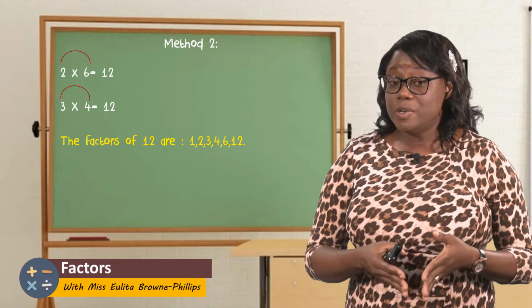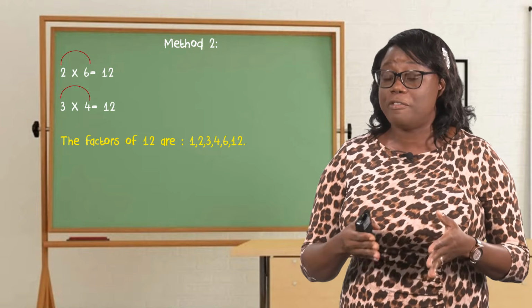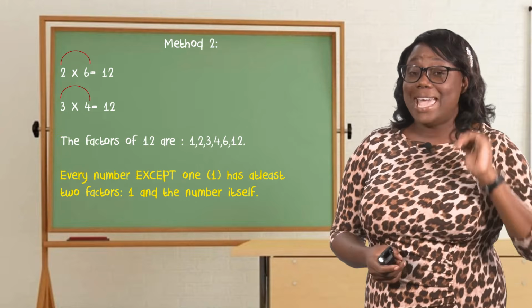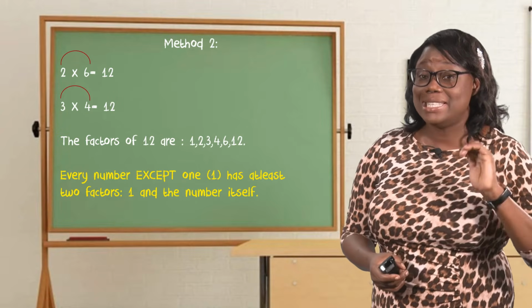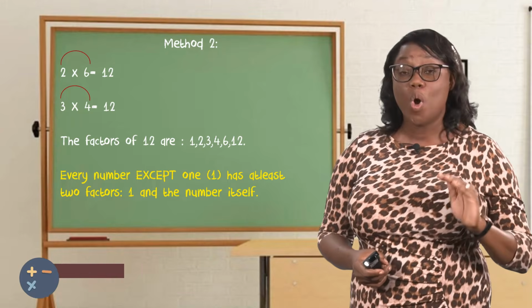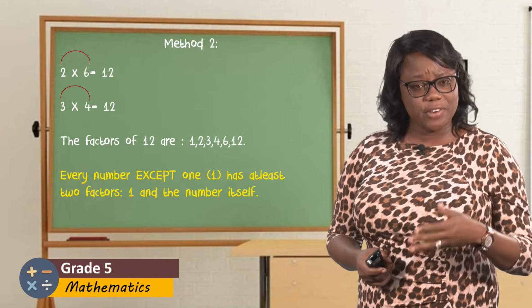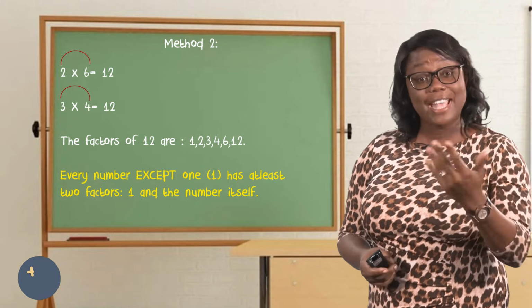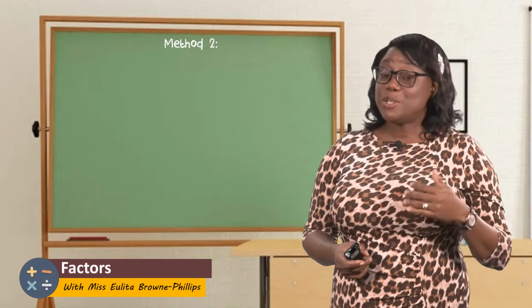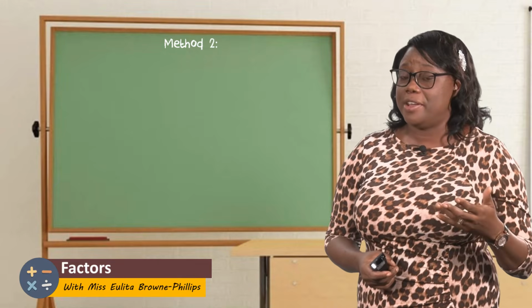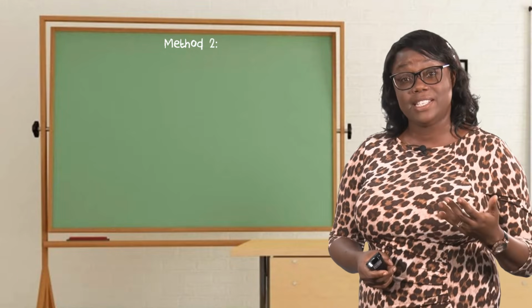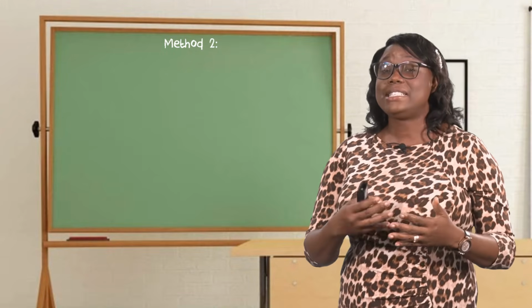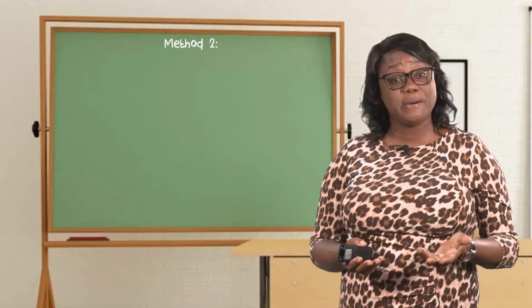Boys and girls, did you notice that 1 and 12 are factors of 12? Remember in the beginning we said that every number has at least 2 factors, 1 and the number itself. So you see in the example that 1 is a factor of 12 and 12 itself. So we will move on to the second method, and I want you to pay keen attention because at the end of it, I want you to make your comparisons to see if you will get the same outcome.